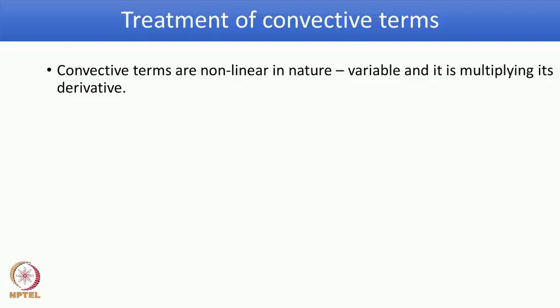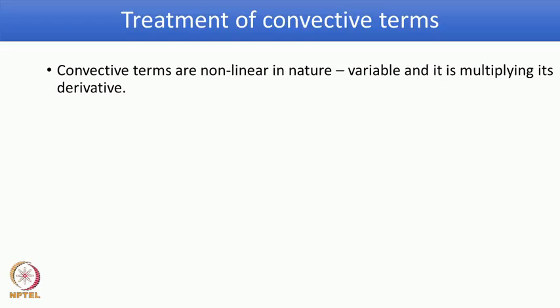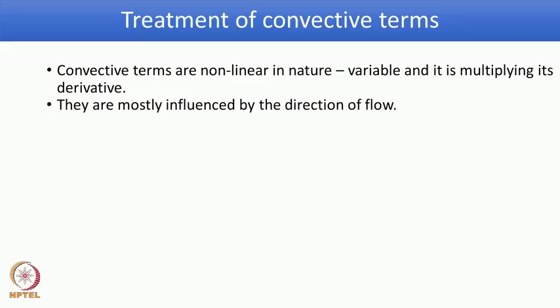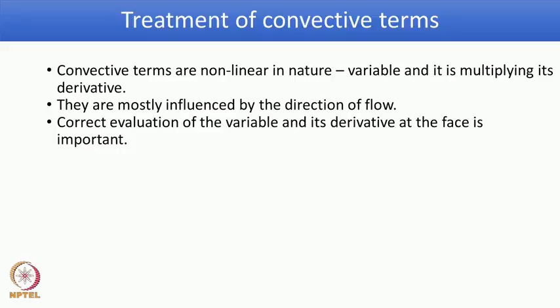So, we have been talking about convective flux and the variable phi present in the convective flux, and how to get that variable evaluated at the control volume face. Now, these convective terms are nonlinear in nature, and they also multiply its derivative. They are mostly influenced by the direction of the flow. So, we have to have the correct evaluation of the variable and its derivative at that face, which is very important as it affects accuracy and solution procedure.